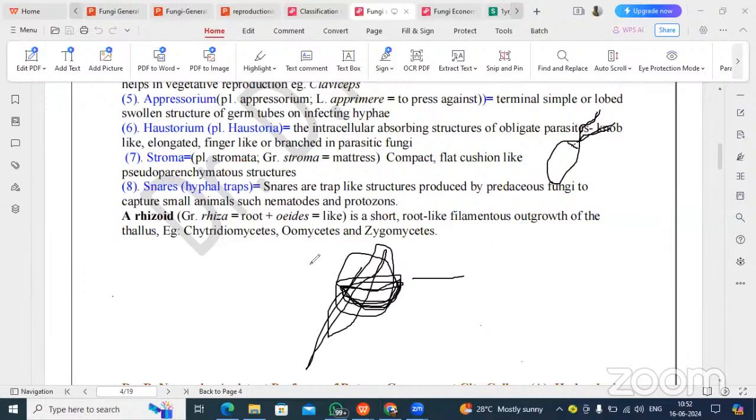And the next one, the stroma. Stroma also I told you. Upon the host, cushion-like structures, either upon the stem, cushion-like structures, that means bubbles, swollen bodies, black-colored swollen bodies which come out from the host.